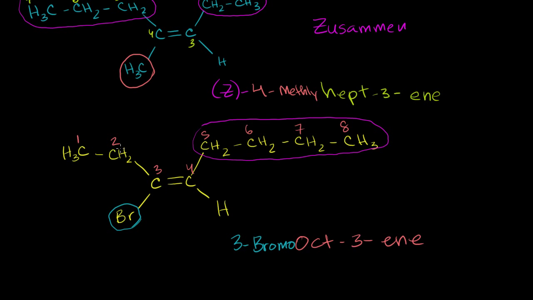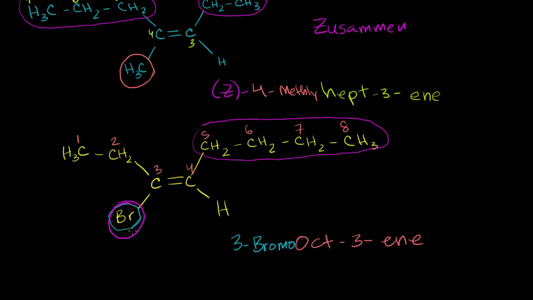But remember, in the Cahn-Ingold-Prelog system, you give higher priority to the atom that has a higher atomic number. Bromine has an atomic number of 35. Carbon has an atomic number of only 6. So bromine is actually higher priority. So this is the higher priority functional group right over here.